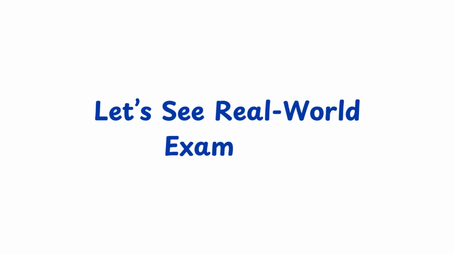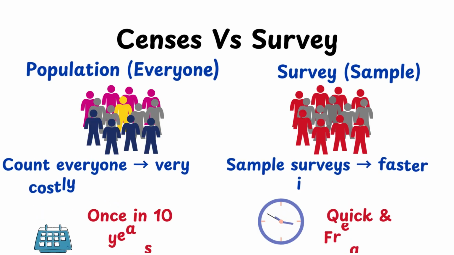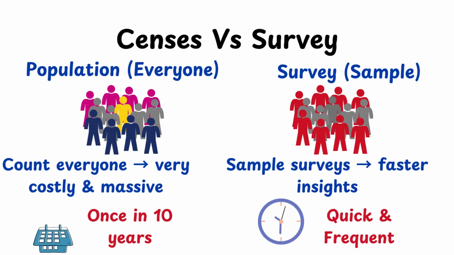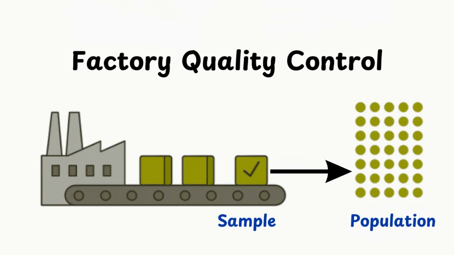Let's go deeper with a few real world examples. First, census versus survey. Census means counting everyone, that's the population. But surveys, they take a sample. That's why governments only do a census once every 10 years because it's too massive. In between, they rely on smaller surveys for quicker insights. Second, factory quality control. A toy manufacturer produces 50,000 toys daily. Do they check each one? No. They randomly test a batch, a sample. If the sample is good, the batch is considered safe.